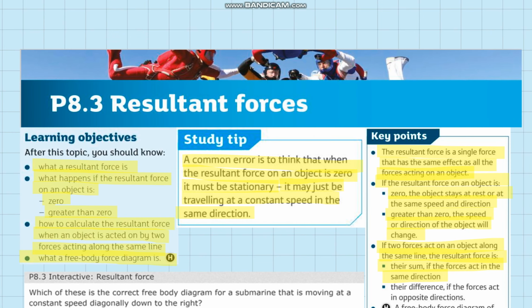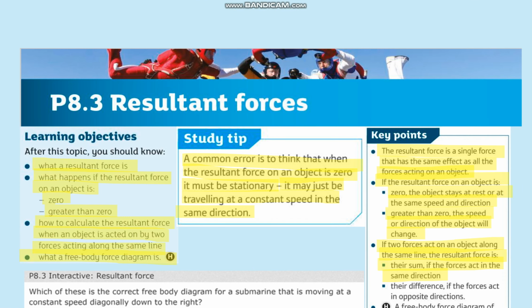If two forces act on an object along the same line, the resultant force is also their difference if the forces act in opposite directions. So the best situation to imagine this is a tug of war. So if the two teams are pulling in opposite directions, the resultant force is their difference. It's the force from one team subtracted from the force of the other. So if they both pull with the same force, the resultant will be 0. If one team is pulling with a bigger force, the resultant force will be acting in the direction that they are pulling it in.